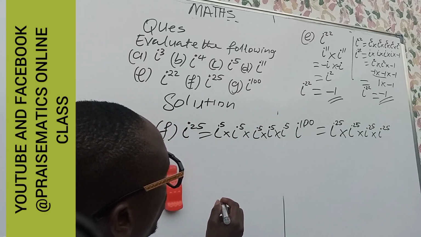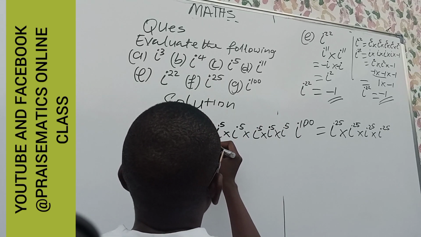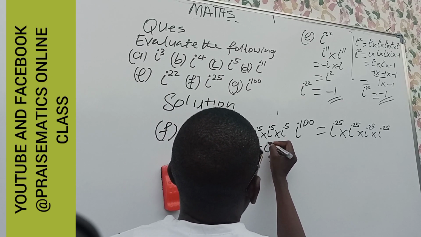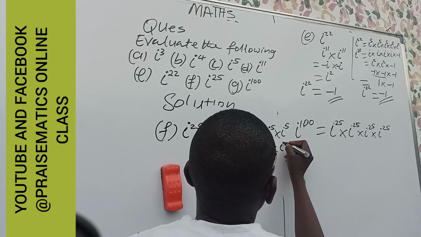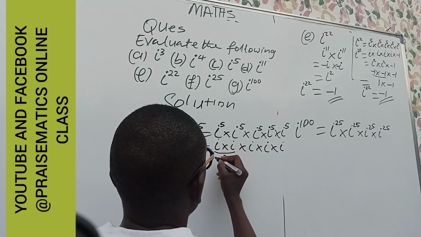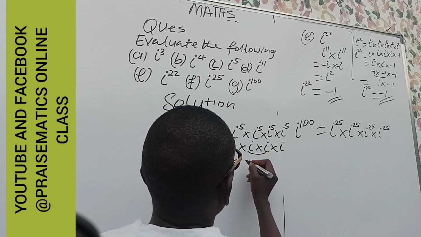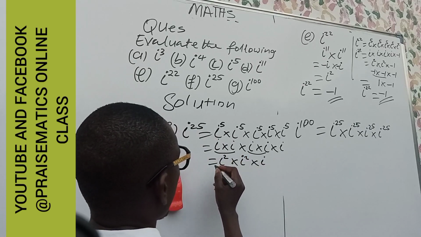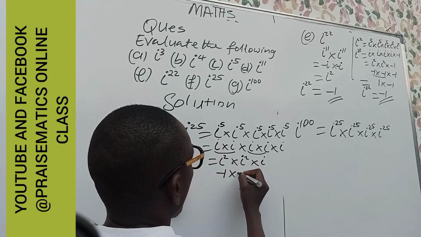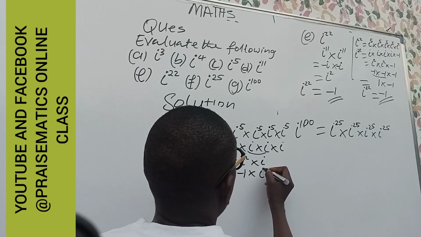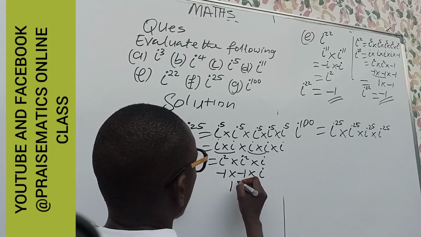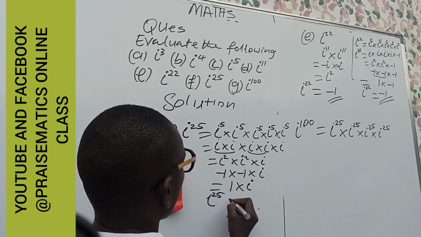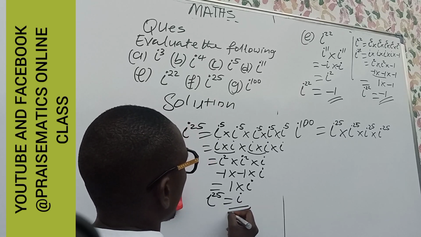And always recall that i power 5 is what? i times i times i times i times i. So i times i will give us i squared, multiplied by i times i, which gives us i squared, multiplied by what? i squared, remember that is minus 1. Multiplied by minus 1, multiplied by i. Finally, minus times minus will give us 1. 1 times i will give us i. Finally, i power 25 is equal to i. And that is the solution.